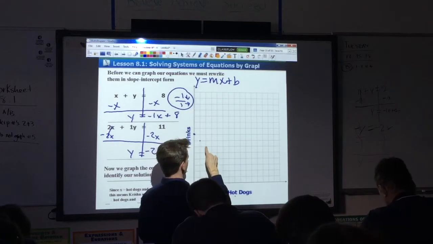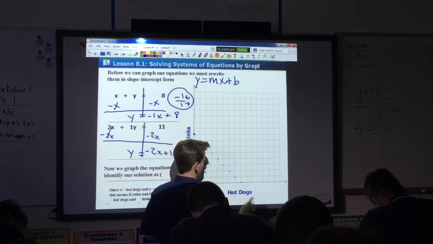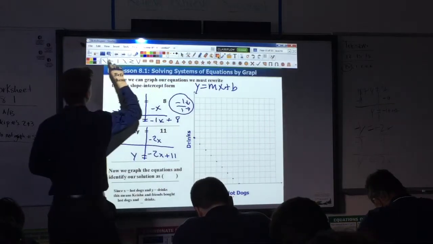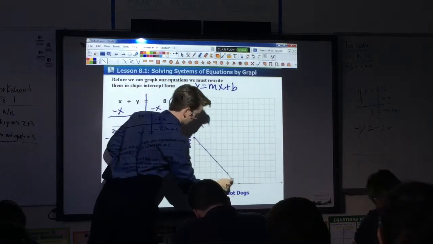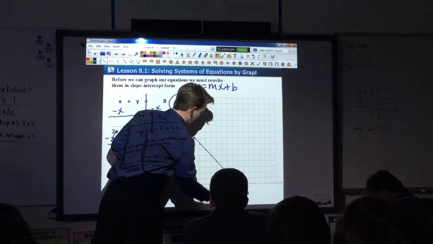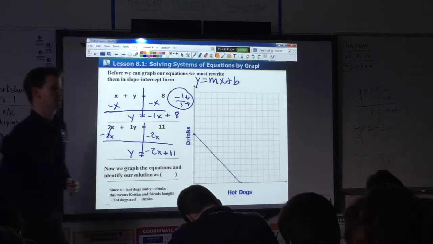So down and right, down and right, down and right. I went down and right 8 times. Found me 8 points along this line, and I'm going to connect all those points with a line, just like that. Now that I have one equation graphed, I have to go in and graph the other equation.